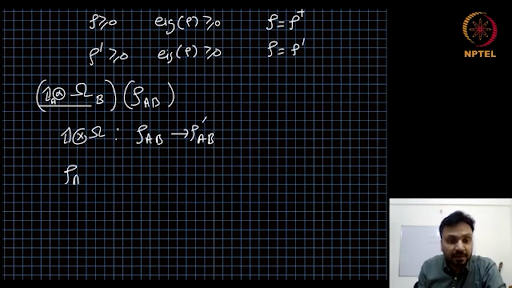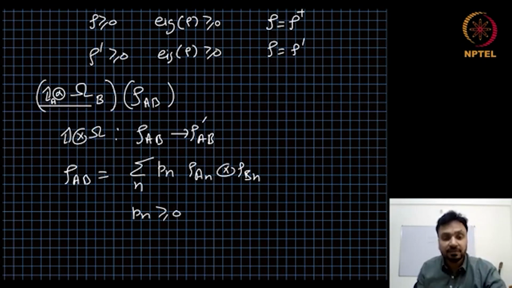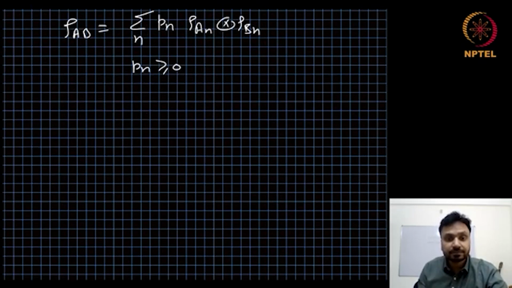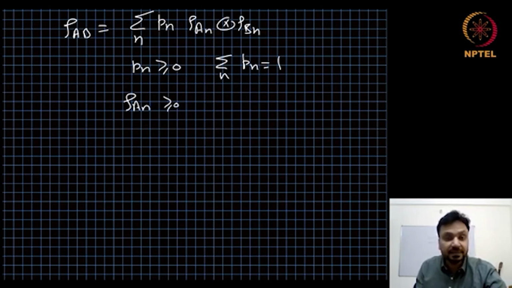Let us say rho AB is in the separable space. It means rho AB can be written as sum over n, Pn, rho An, tensor rho Bn, where Pn are positive numbers such that they add up to 1. It means sum over n, Pn equals 1. And rho An is a positive operator which represents a density matrix in subsystem A, and rho Bn is a positive operator representing a density operator in subsystem B.